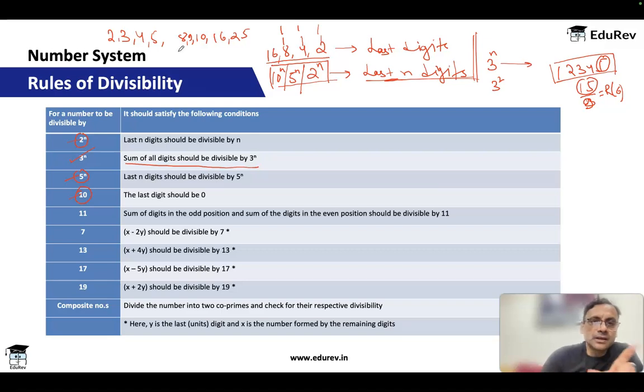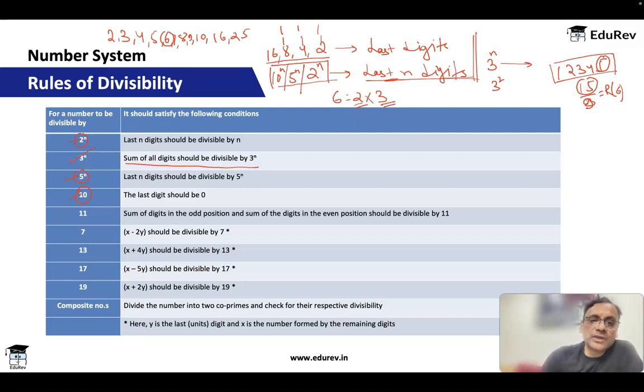Now 6 is missing in between, and 7 is missing. 6 is a composite number, and composite numbers do not have rules of their own. 6 is basically 2 into 3. So for 6, you'll apply the rule for 2 and also for 3. As simple as that. So 6 need not have a rule of its own, 12 will not have a rule of its own, 14 will not, 15 will not. All the composite numbers you basically break into prime factors and apply the rules of the factors.